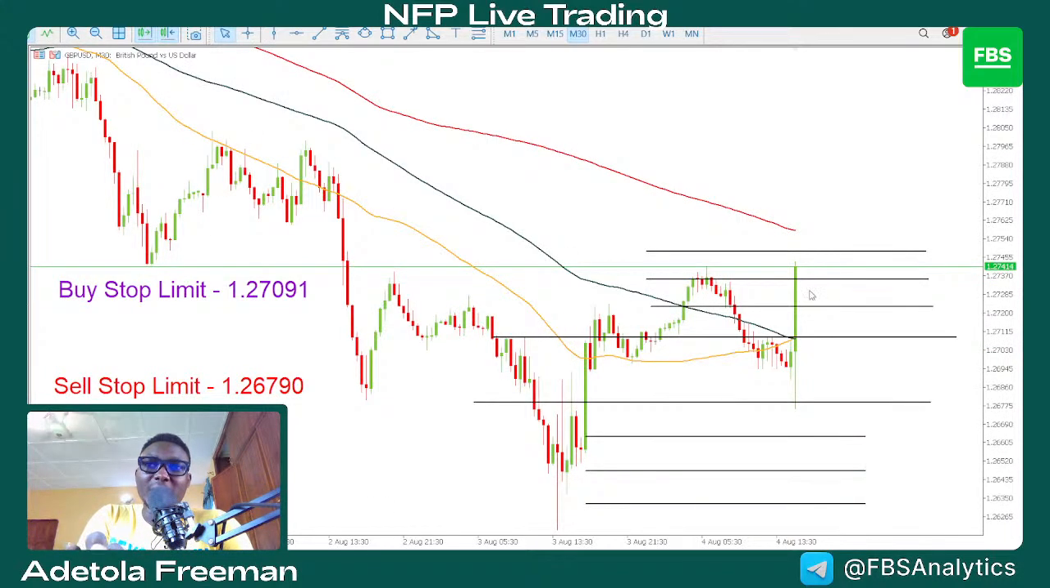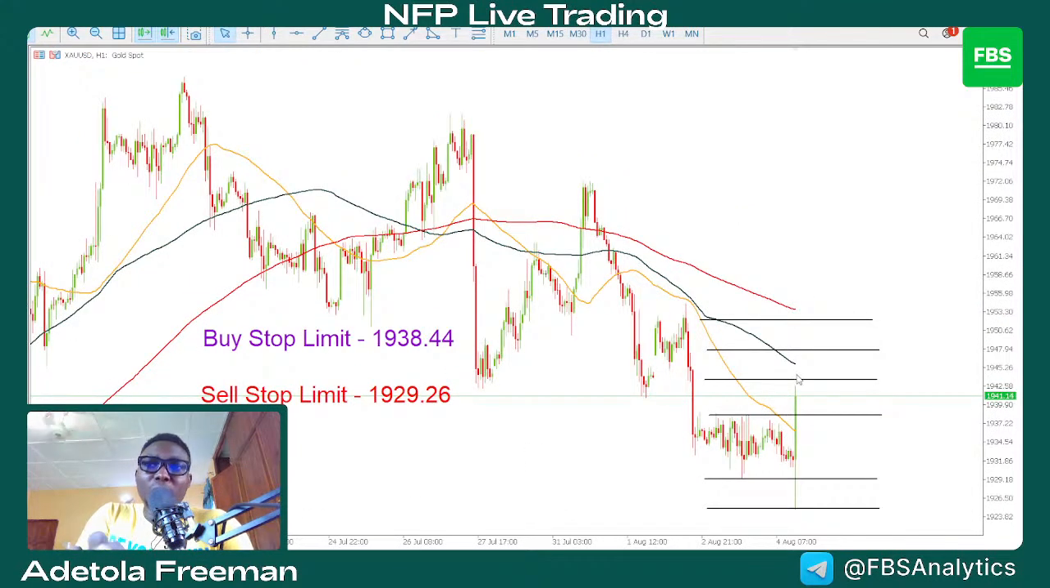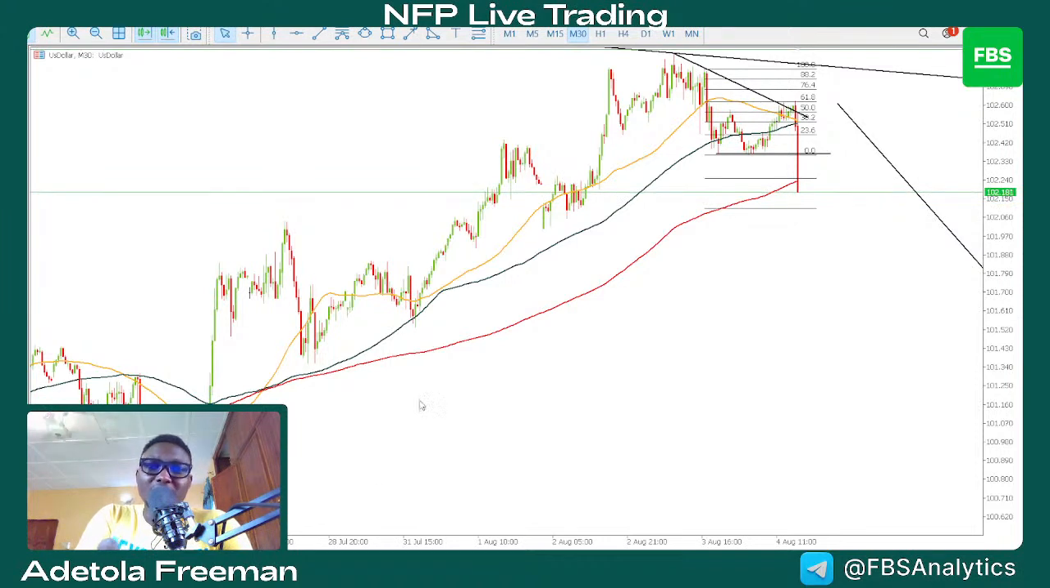GBP USD, TP1 already got passed, TP2 already got passed. Your stop loss is already at your entry on GU, and your take profit 3 is 1.27477. Gold, on the other hand, your stop loss should already be at your entry right now, and your TP1 is 1943.26. Your TP2 is 1947.44, and your TP3 is 1951.61. And like I said, your stop loss should already be moved to your entry.